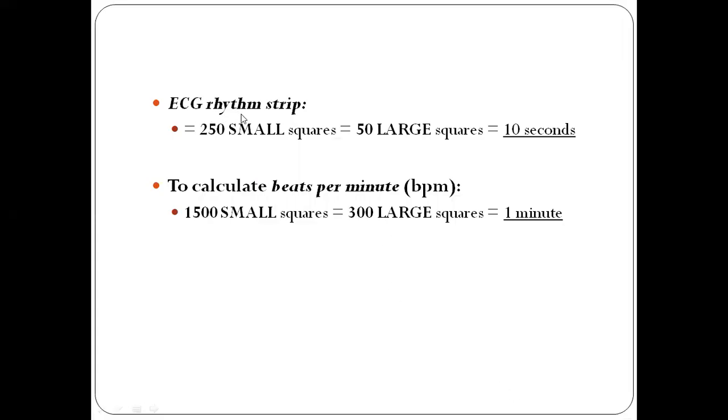So ECG rhythm strip. ECG rhythm strip is nothing but the baseline one. After getting all the leads, we get a baseline rhythm strip, which actually denotes 10 seconds. That is, each ECG is actually printed for around 10 seconds. So what we have seen already is that this 10 seconds is equivalent to 50 large squares and 250 small squares. If you want to calculate per minute, for 10 seconds it is 50 large squares, and for 1 minute it is 60 seconds, so we should multiply this by 6. That is 300 large squares and 1500 small squares.